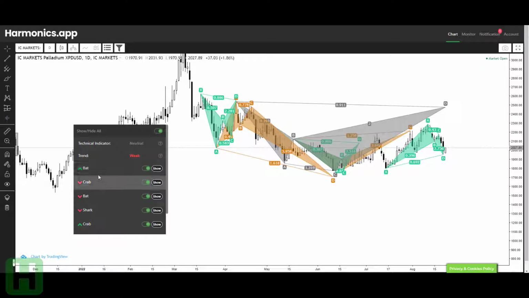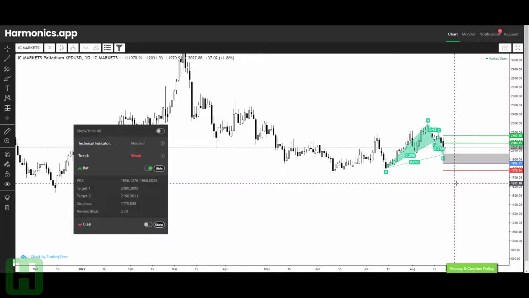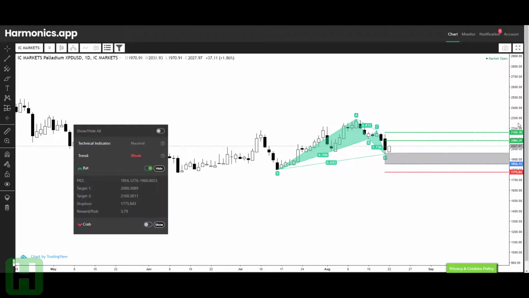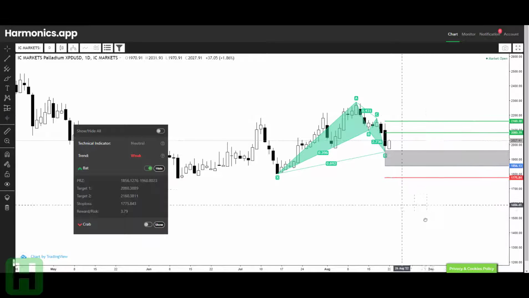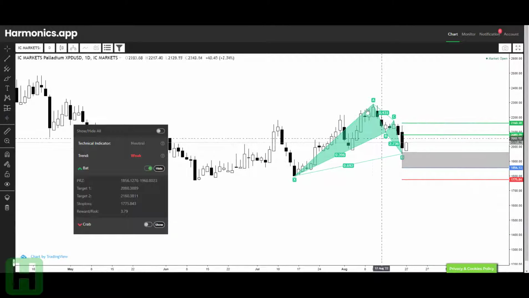Okay, here are the patterns, but I will use the bad pattern, which is the last one. Now you can see here, this is the bad pattern, and here are the entry levels.